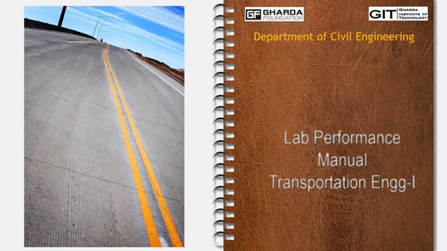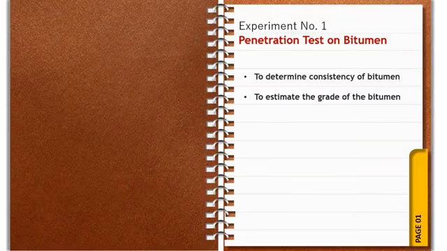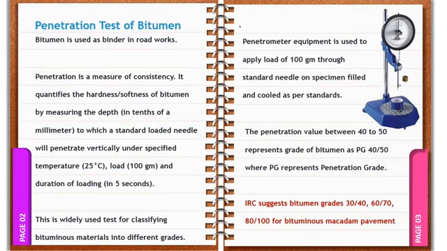Today we'll cover one more test on bitumen, which is the penetration test on bitumen. The aim of this experiment is to determine the consistency of bitumen as well as to estimate the grade of bitumen. Bitumen is used as a binder in road construction work, and penetration is the measure of consistency of bitumen.